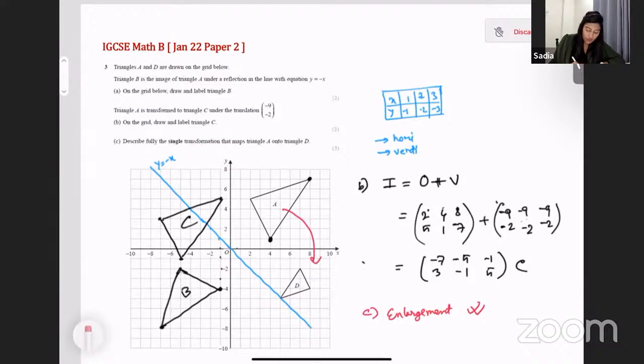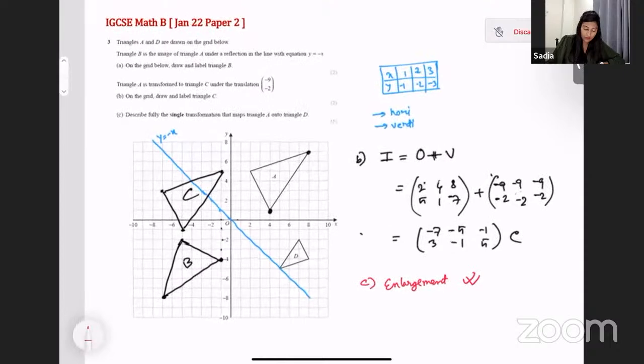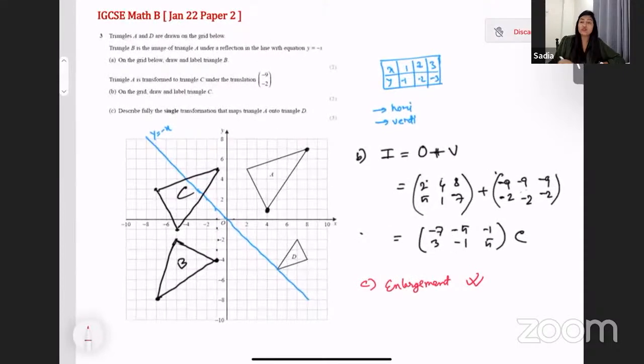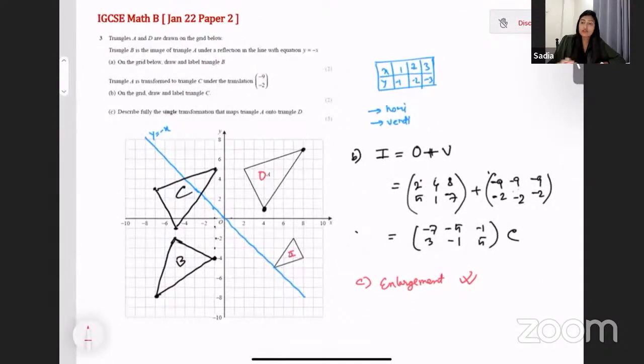If we start with the center, to find the center of enlargement, you just need to join the vertices of your object and image. This is my object, that's my image. So I will just join them up, and you need to join corresponding points. You cannot just join randomly.